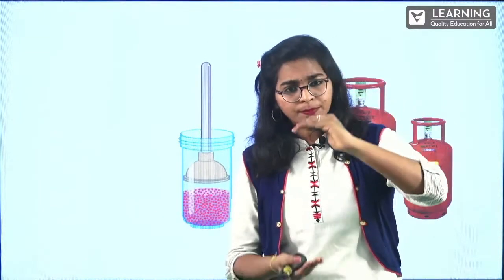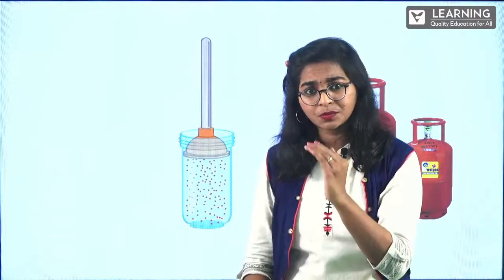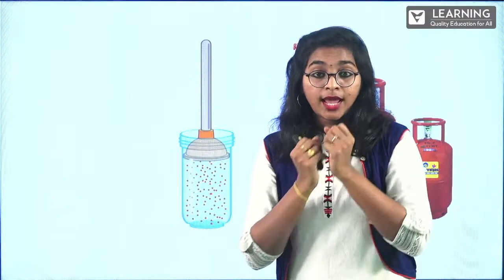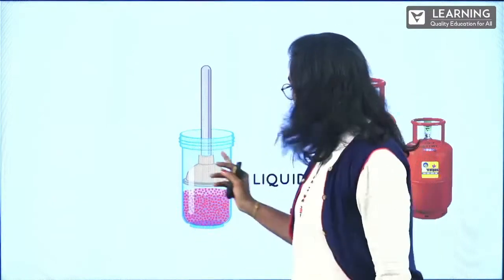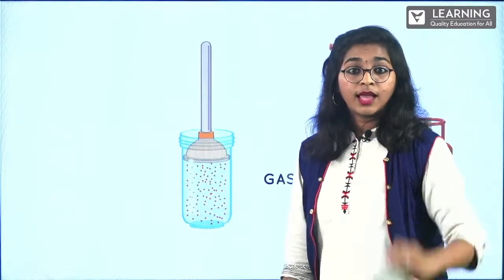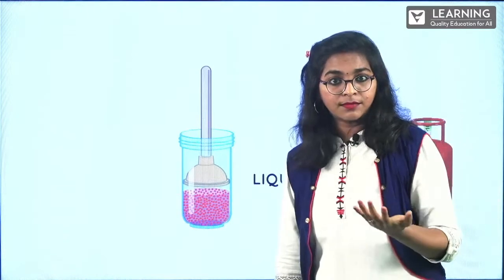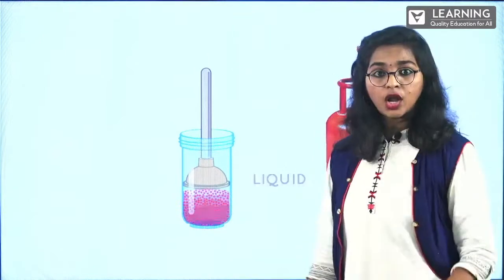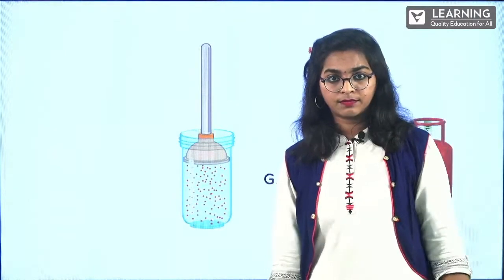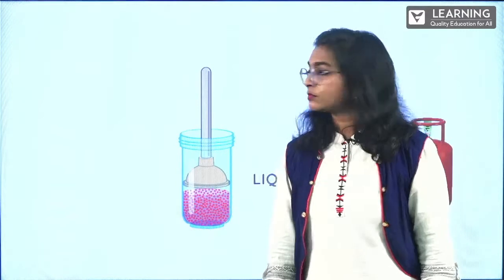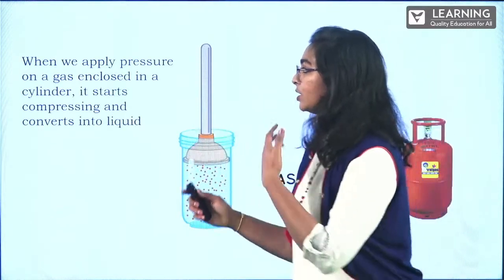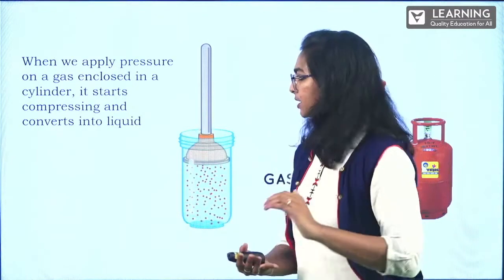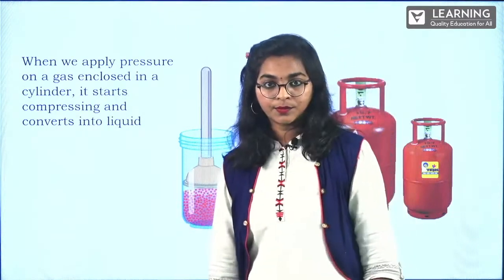So when we are compressing them, what will happen? We are reducing the space between them, and we are making the molecules come very, very close. And as the molecules come very close, they become liquid. And when we further compress them, we can solidify them. Or the liquid can also become a solid just by applying pressure. So when we apply pressure on gas enclosed in a cylinder, it starts compressing and converts into a liquid. Is this clear?